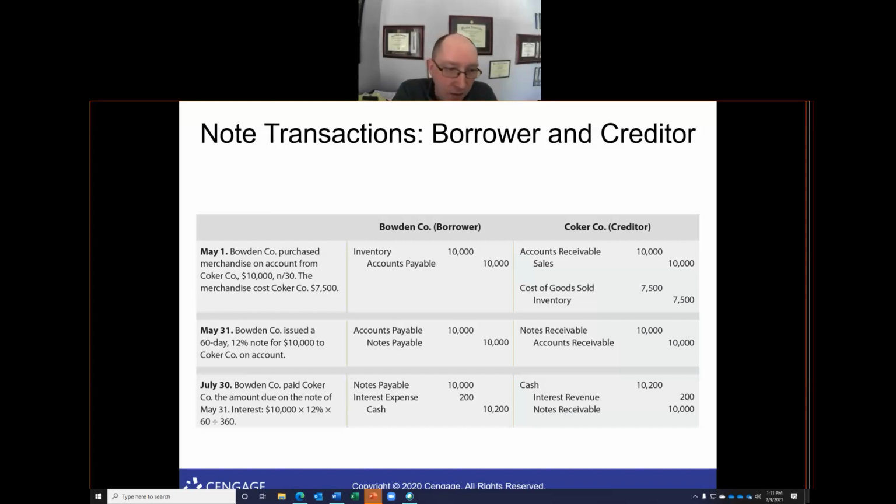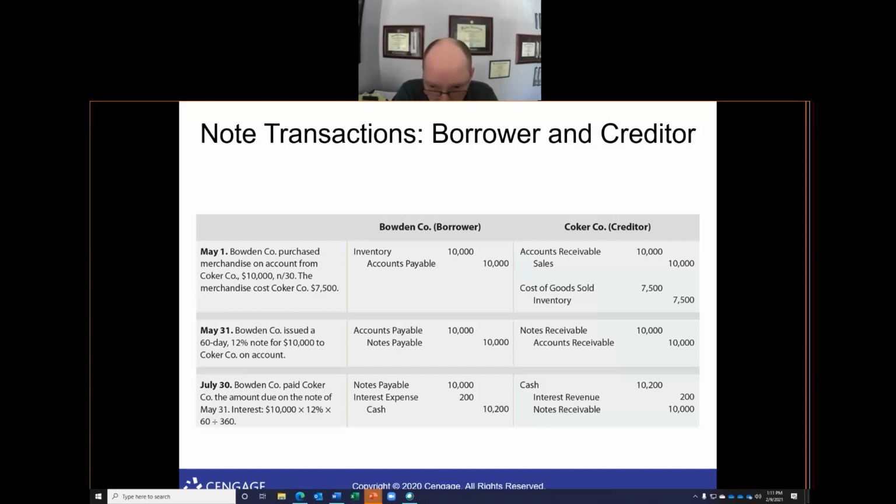Company then can't pay that note on account, so they approach their lender, or they approach the creditor, and say, hey, convert it to a notes payable. They agree, and then, in addition to the actual note payable, they have to pay interest.